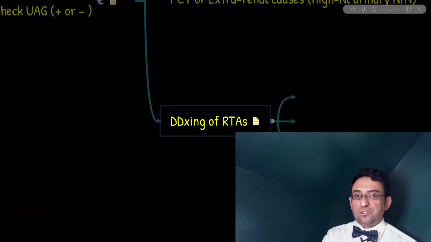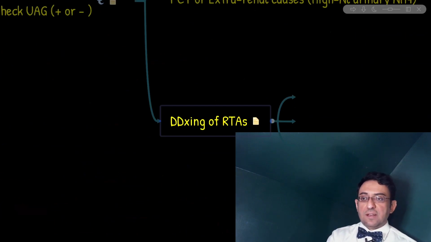Now, we already discussed renal tubular acidosis, but their differential diagnosis deserves some extra attention. So what's the very first question for differentiating different subtypes of RTAs? The very first question, in my opinion, is to see if you are dealing with hyperkalemia or not, because type 4 is the only type that is hyperkalemic.